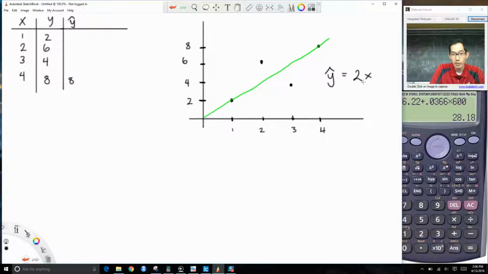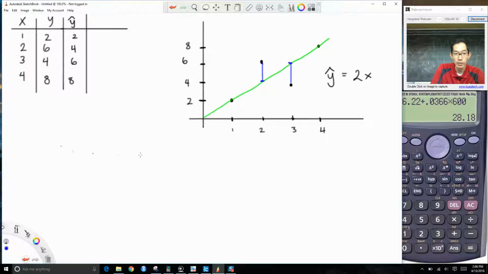If I plug in x equal to 1, I would predict that y hat is 2. If I plug in x equal to 2, I predict y hat is 4. And if I plug in x equal to 3, I predict y hat is 6. So these are our predictions. These are the actual values over here, and over here we have our predicted values. So we can measure this concept of error, or residual, as the difference between what we predicted for a particular value of x and the actual value.